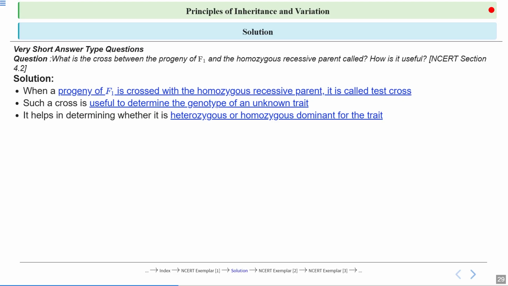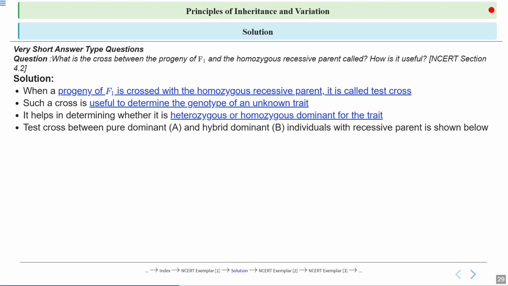So it helps in determining whether it is heterozygous or homozygous dominant. This test cross will help you determine whether that tall plant had capital T capital T genotype or capital T small t genotype. So whether it is homozygous or whether it is heterozygous. Clear?